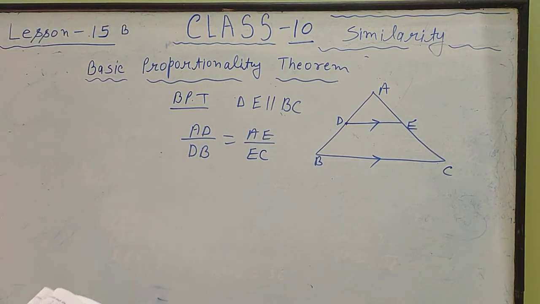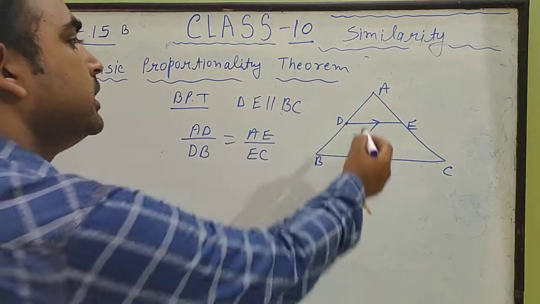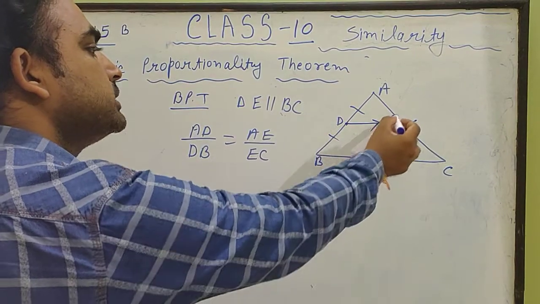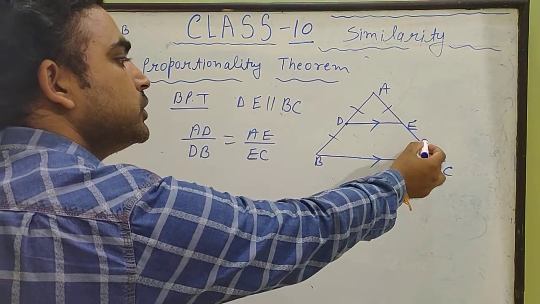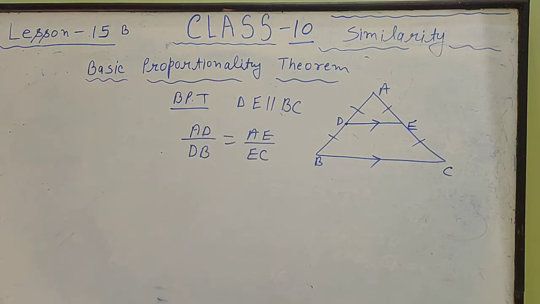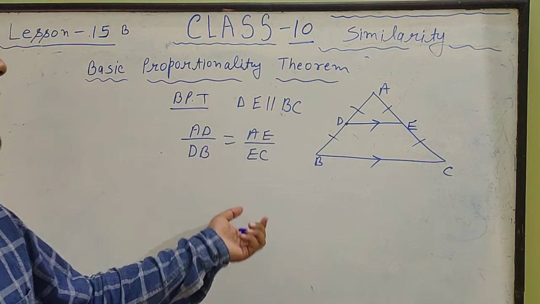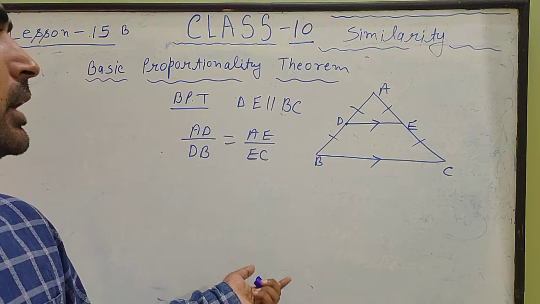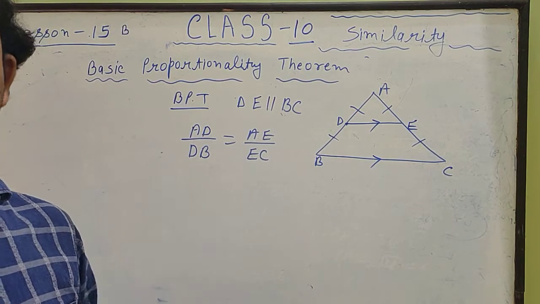The theorem says a line drawn parallel to one side of the triangle divides the other two sides proportionally. So the ratio of this side to this side is equal to the ratio of this side to this side. AD upon DB is equal to AE upon EC. This is the BPT theorem, and in exercise 15b we use this theorem.